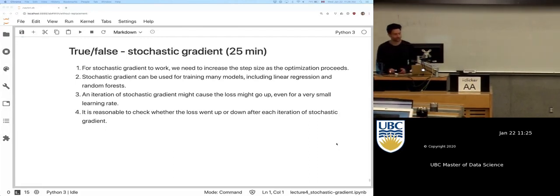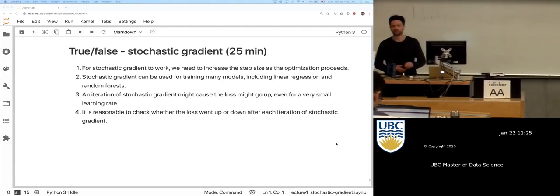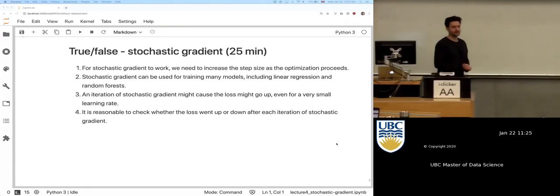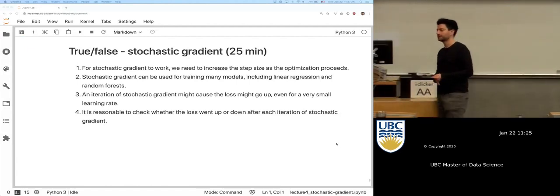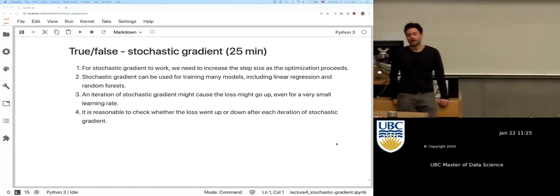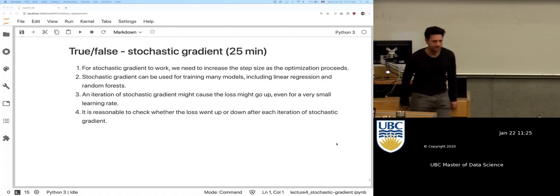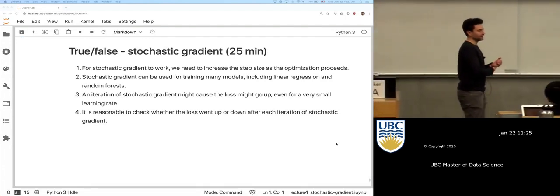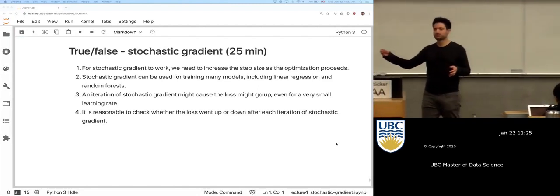Number two, stochastic gradient can be used for training many models, including linear regression and random forests. Okay, my answer here is false. So it can be used for training many models, including linear regression. I agree. However, training random forests or training decision trees, for that matter, that's a discrete optimization problem. And for each split, we have to decide which feature am I picking, and then we have to pick which split am I going to do.